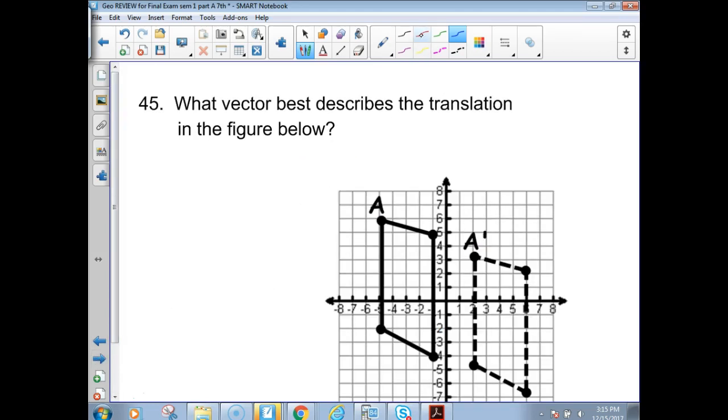What vector describes this? We missed this a lot on that last test too. All you got to do is go from point A to point A prime, count, and write a vector. It's just the direction that you went. You went 1, 2, 3, 4, 5, 6, 7 to the right. That's +7, and then down, -3, down 3. Good luck.